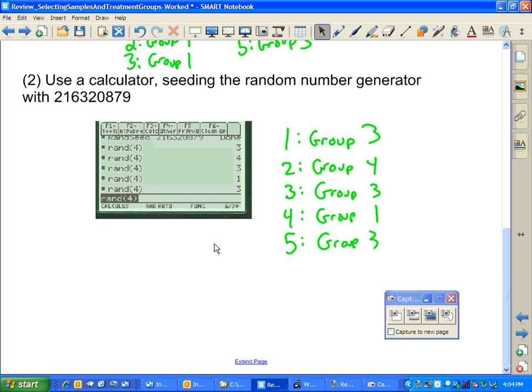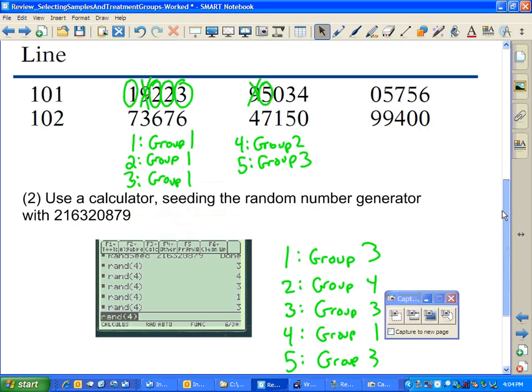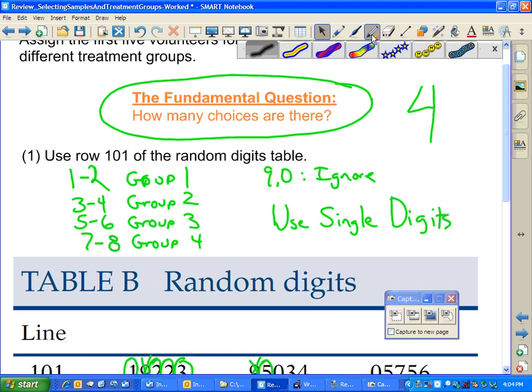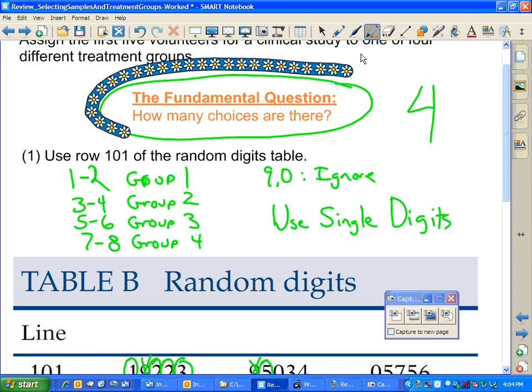Two different tasks, but two very related tasks. Again, remember the fundamental question: how many choices are there? That's what you have to ask yourself.